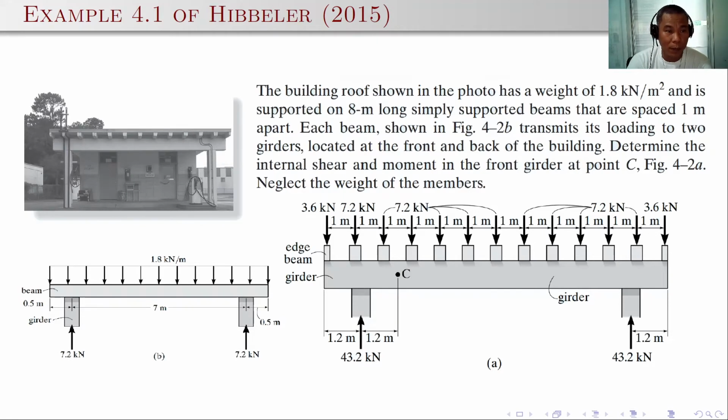As an example, we have example 4.1 of Hibbeler 2005, up 15. Here is a building roof which has a weight of 1.8 kilopascal and is supported on 8-meter long simply supported beams that are spaced 1 meter apart. You can see the cross section here. Each beam transmits its loading to two girders, so there will be a girder here in front and a girder at the back, located at the front and back of the building. Determine the internal shear and moment in the front girder at point C here. And of course, the problem says we have to neglect the weight of the members.